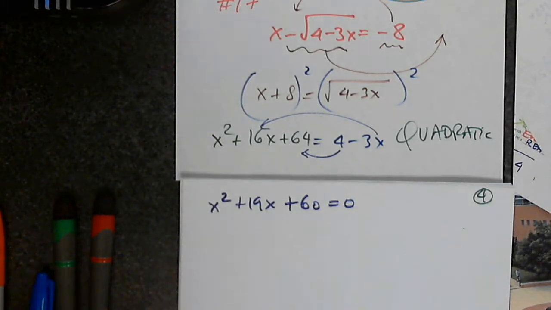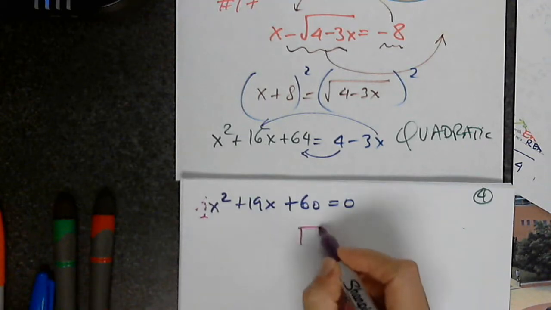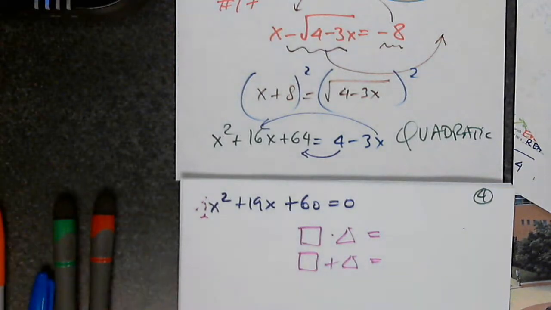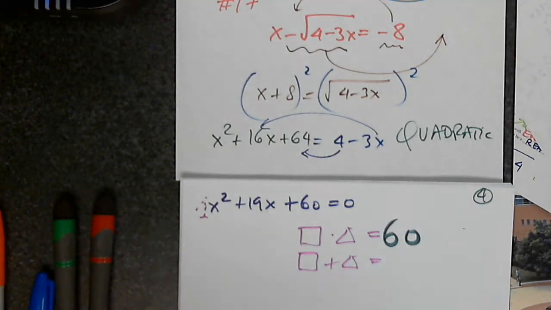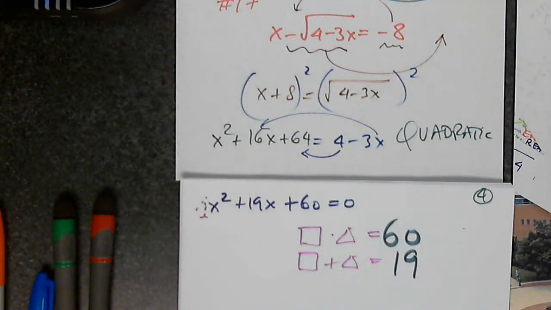Since the leading coefficient is 1, this should not be too difficult to factor, right? So I'm looking for two numbers whose product is and whose sum is. Since everything is positive, those numbers have to be positive. So, but what is the product equal to? Very good. And what is the sum equal to? 19. Very good. So let's see if we can come up with two numbers whose product is 60 and whose sum is 19. Not too difficult, I would say.